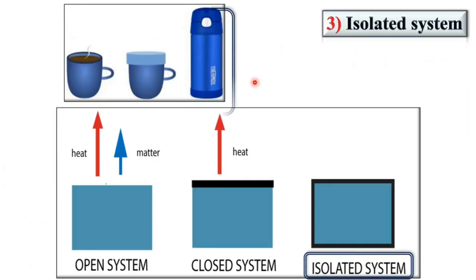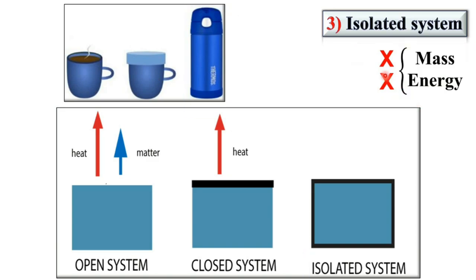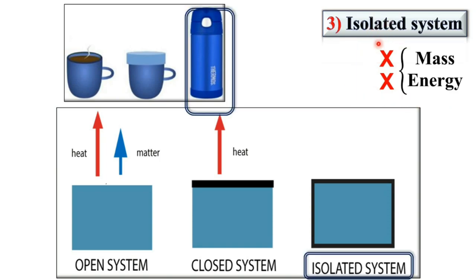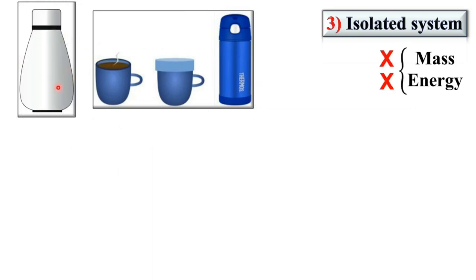Now third one, isolated system. So here you can see the isolated system. In case of an isolated system, mass is not transferred as well as energy is not transferred. Simply we can say neither mass nor energy can be transferred across the boundary in the isolated system. The example of the isolated system is a perfectly insulated thermos flask.